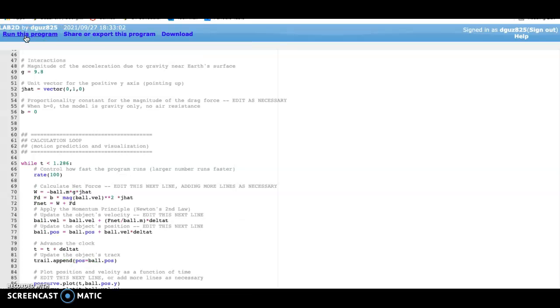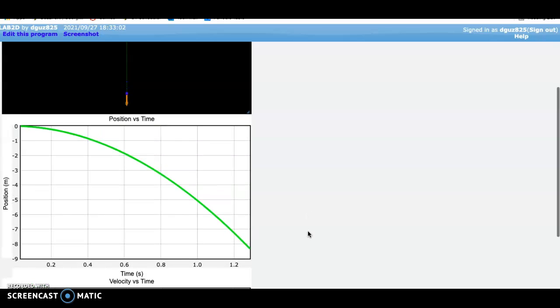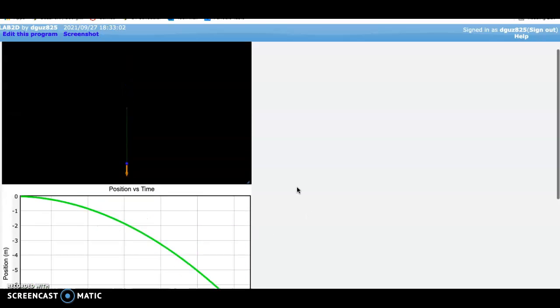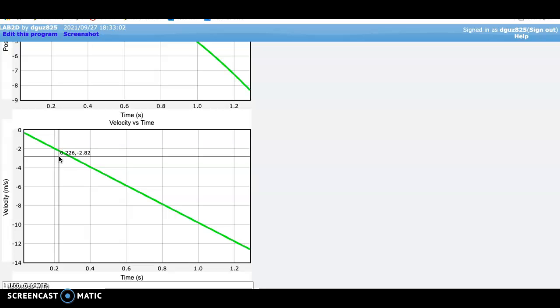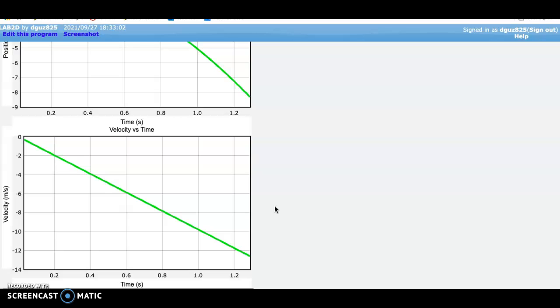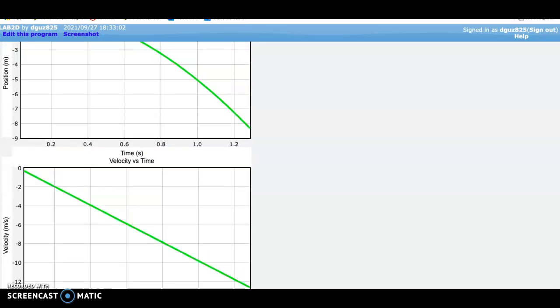If we run the program with just the force of gravity, we see just the force of gravity pointing down, and the velocity versus time graph is decreasing, meaning that acceleration is always present, acceleration being negative 9.8 meters per second squared.